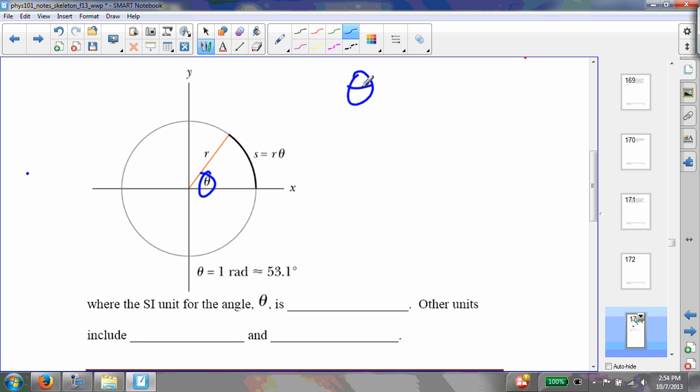The SI unit for the angle theta is radians. Other units include revolutions and degrees. The most commonly used are degrees, and we'll use those of course, but we'll also use radians and revolutions, and we'll sort of use those interchangeably.